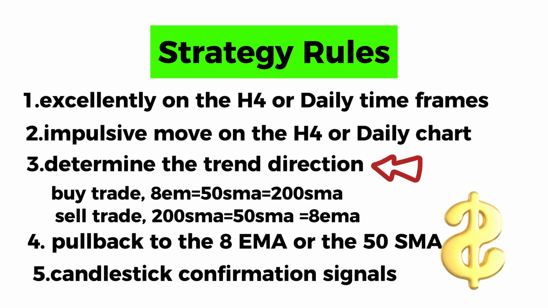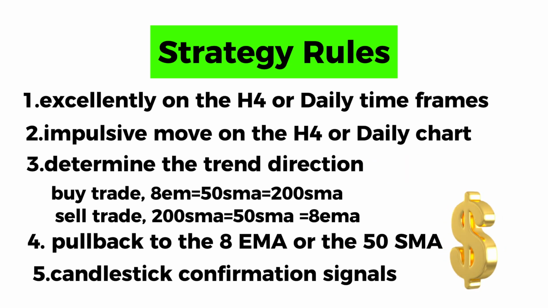For a buy trade, the 8 exponential moving average must be above the 50 simple moving average, and the 50 must be above the 200 simple moving average. Then for a sell trade, the 200 simple moving average must be above the 50 simple moving average, and the 50 must be above the 8 exponential moving average. For the fourth rule, we shall be watching for a pullback to the 8 exponential moving average or the 50 simple moving average. This pullback shouldn't be so deep that it threatens the current trend.